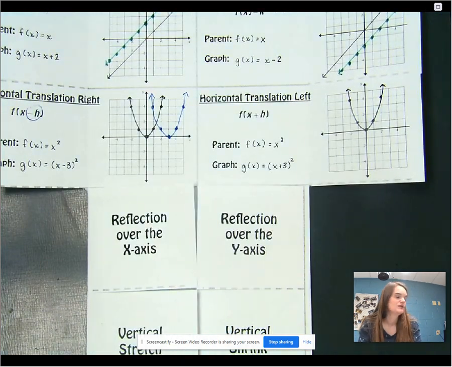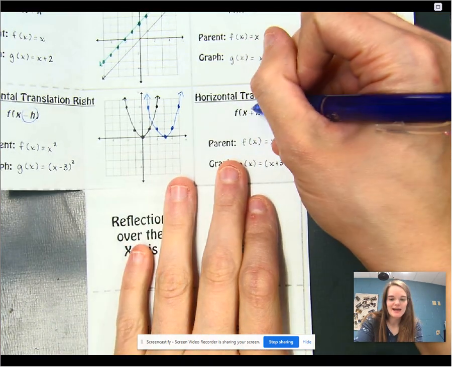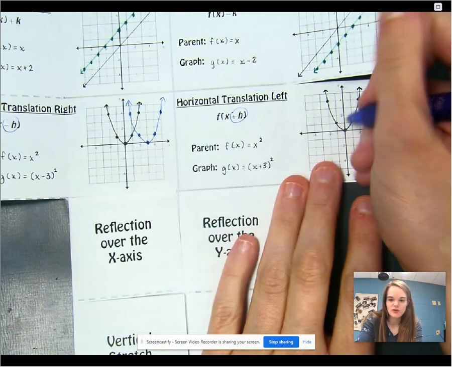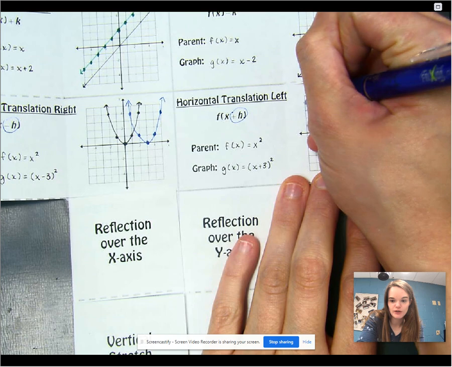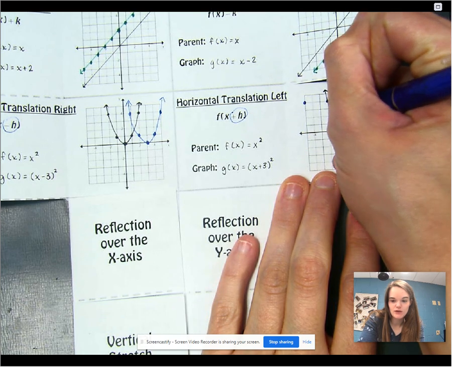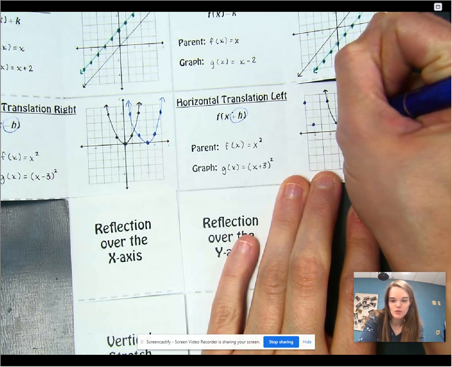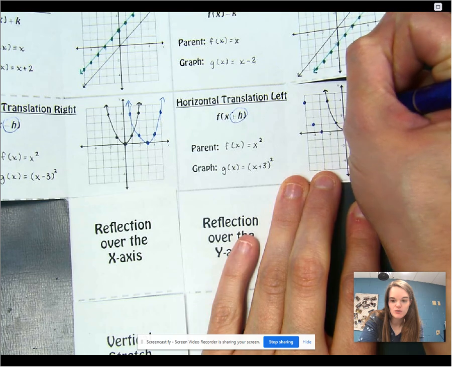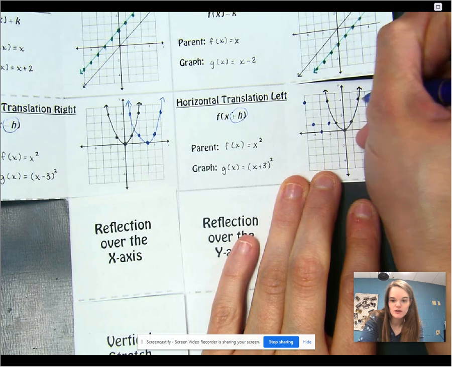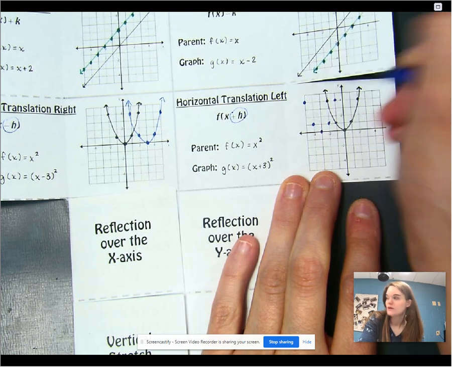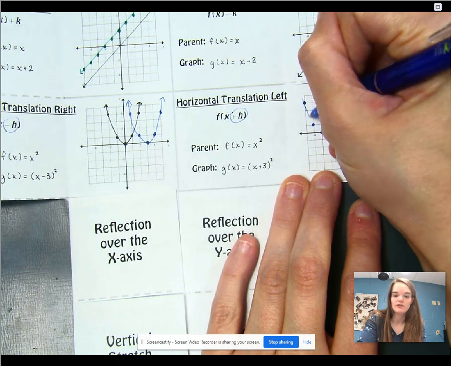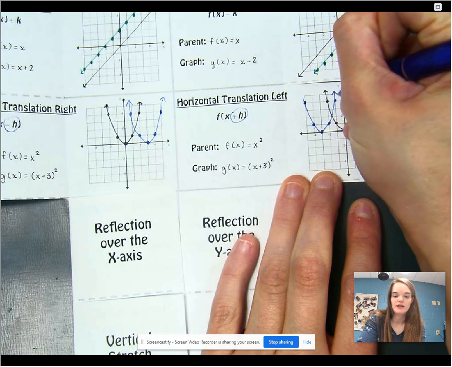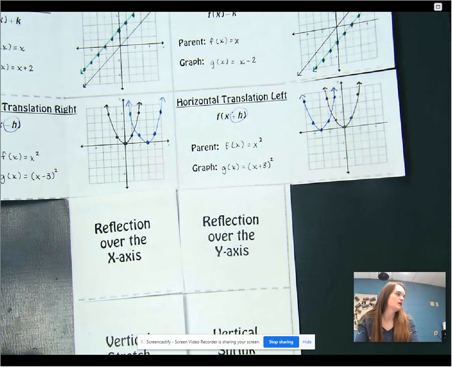Talking about left. Left is when you add inside. So I'm going to move all of these points left 3. 1, 2, 3. There is a horizontal translation left. Okay? Give me 1 second, I'll be back.